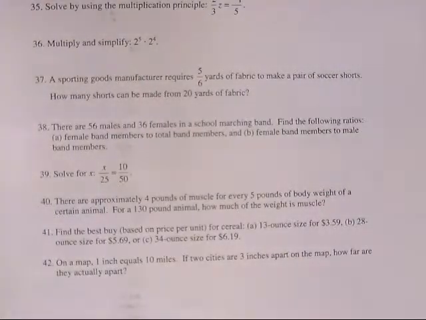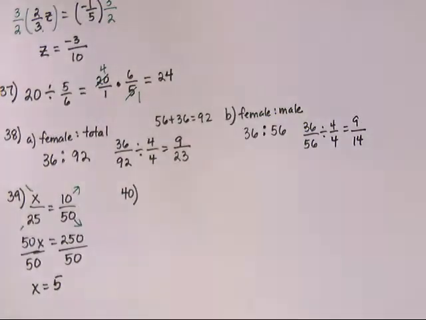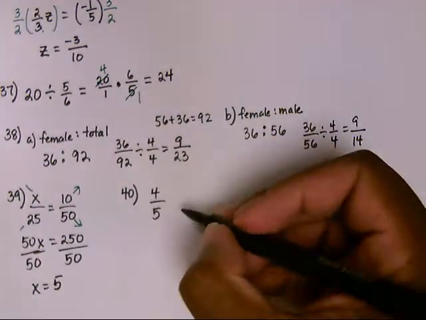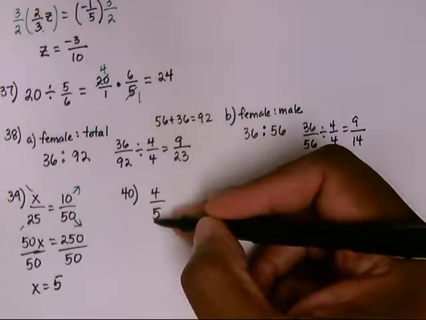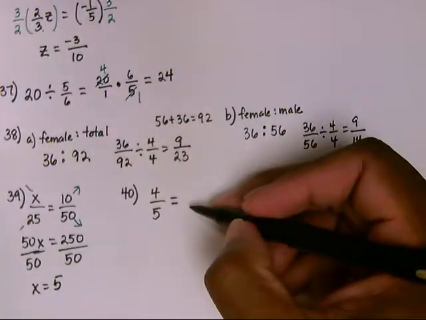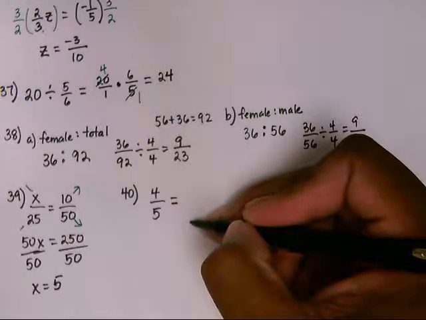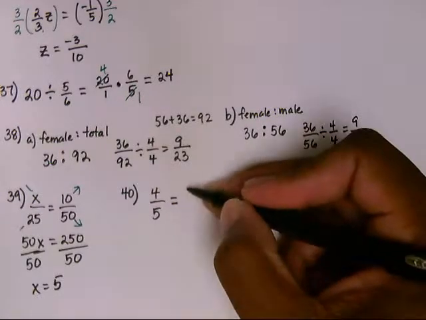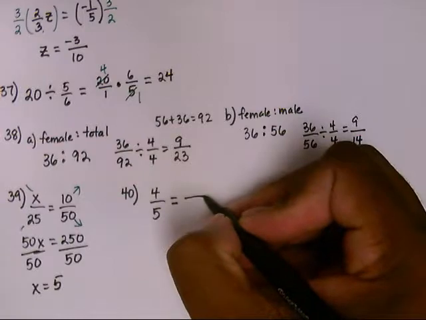In number 40, we have to set up a proportion. There are approximately 4 pounds of muscle for every 5 pounds of body weight of a certain animal. For a 130-pound animal, how much of the weight is muscle? So 4 pounds of muscle for every 5 pounds of body weight. That ratio will be 4 to 5. Here, it's going to be muscle to body weight. Our other proportion has to be muscle to body weight. We have to be consistent with our ratios here. If this is going to be muscle to body weight, the other ratio must be muscle to body weight.